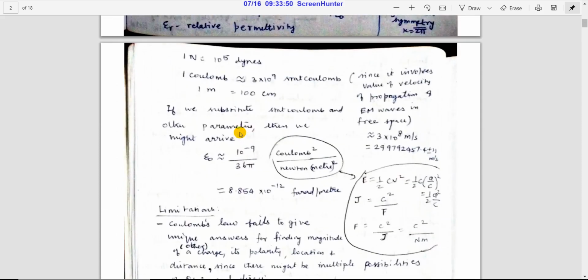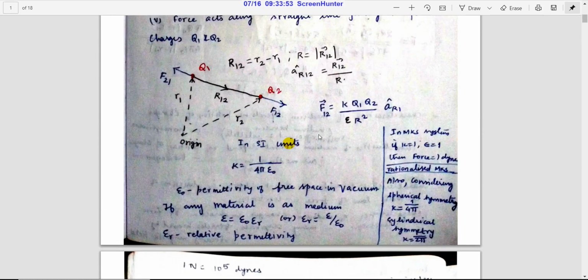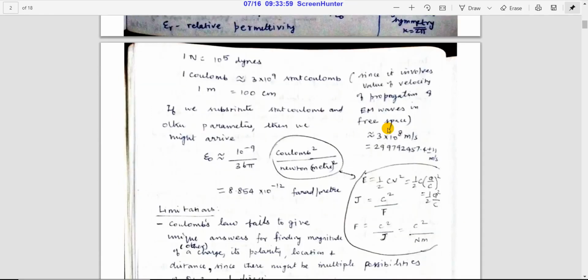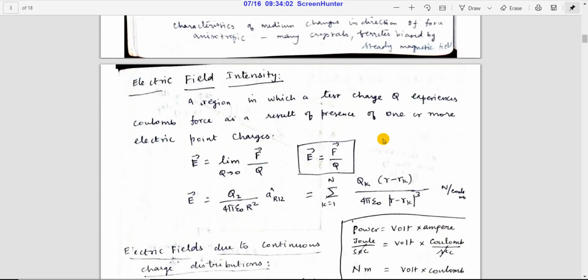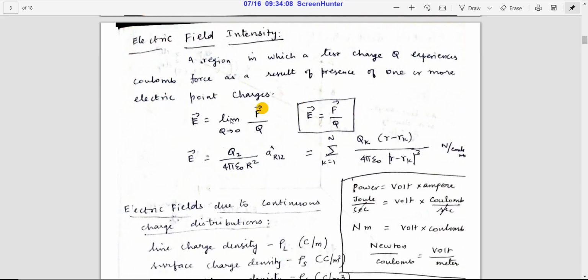In Coulomb's law, we only need to know the formula: 1 divided by 4 pi epsilon naught, q1 q2 divided by r square. By using this formula, we are going to solve some problems in the tutorial section. What do you mean by electric field intensity? Electric field intensity is a field medium. So it can be a vector field. That particular field medium is a region in which a test charge Q experiences the Coulomb force as a result of the presence of one or more electric point charges.